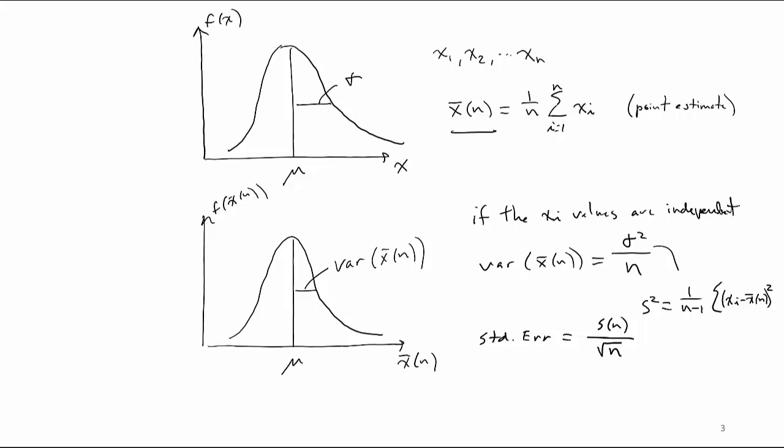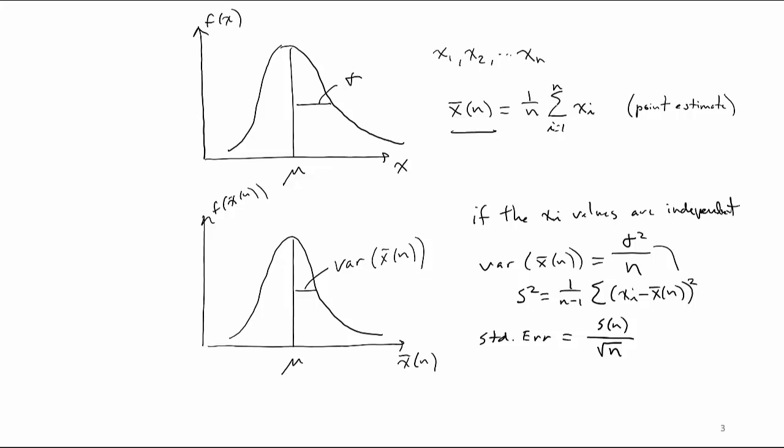So before I continue, let me fix this. I noticed when I was reviewing the video that you can't actually see all of it, so let me just go back and put it over here. This is s squared is 1 over n minus 1 times the summation of the individual xi minus x bar n quantity squared. And so that leads to our standard error term.